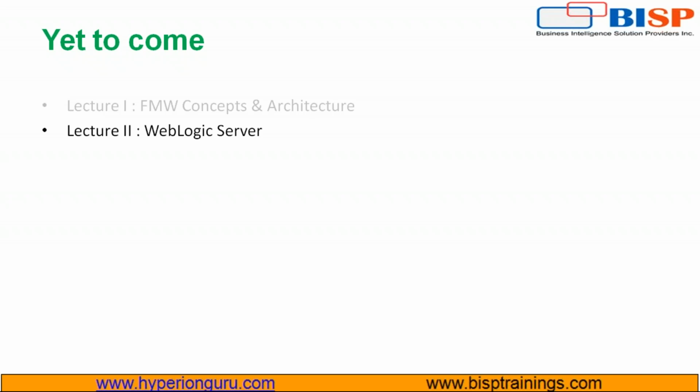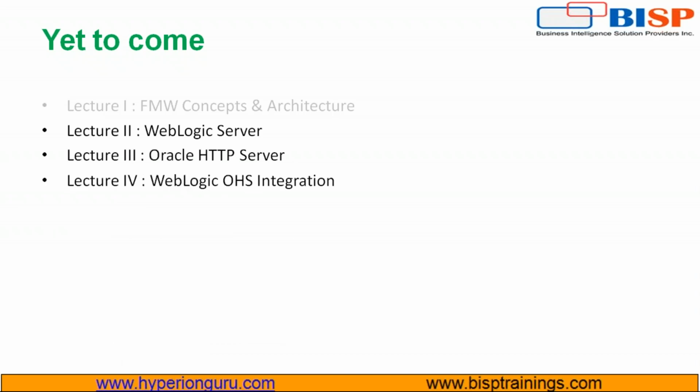But as a part of this course, what we are going to cover is what I'm showing you on the screen. So Fusion Middleware concepts and architecture. We'll be covering WebLogic Server, then Oracle HTTP Server, also known as OHS. Then WebLogic OHS integration, which is a must, as we have seen in our diagram, how a web tier connects to your application tier and then to the data tier. So all that integration, you should be able to do it yourself.